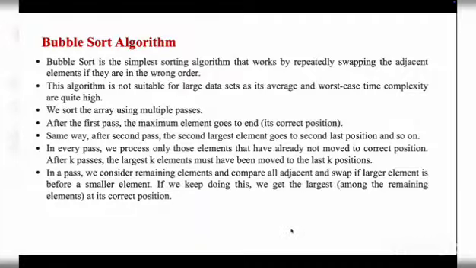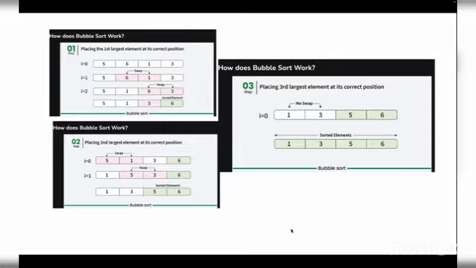We can see an example for this. Here is a simple example. As we said, bubble sort works well for a small number of elements in a list. Here we have 5, 6, 1 and 3, and in the first pass 5 and 6 are compared, and as 6 is at its correct position, then 6 and 1 are compared, and 6 is moved to its correct position in the first step.